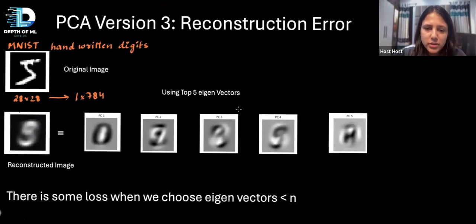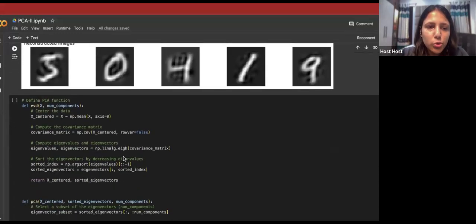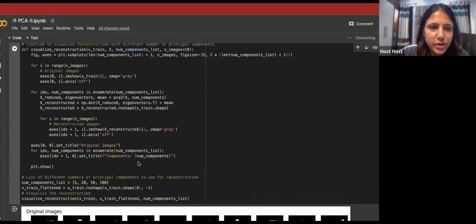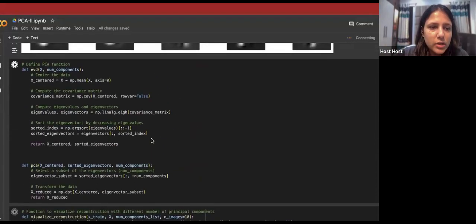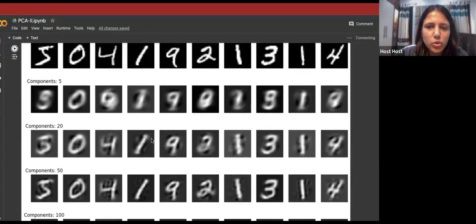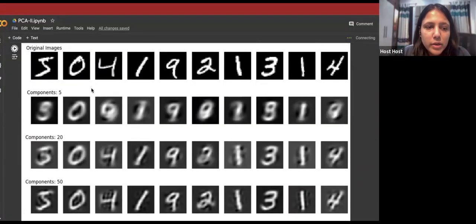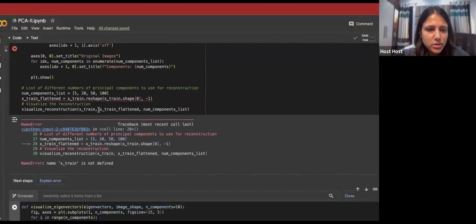Right? With 50 vectors, we can see that we are able to retain a lot of data. Now, let me show you another thing. Let me show you what happens with different numbers of eigenvectors. This is the image that is already generated. I will share this notebook with you so you can play around. Now, let's see what is the impact of choosing different numbers of eigenvectors, or different numbers of principal components.